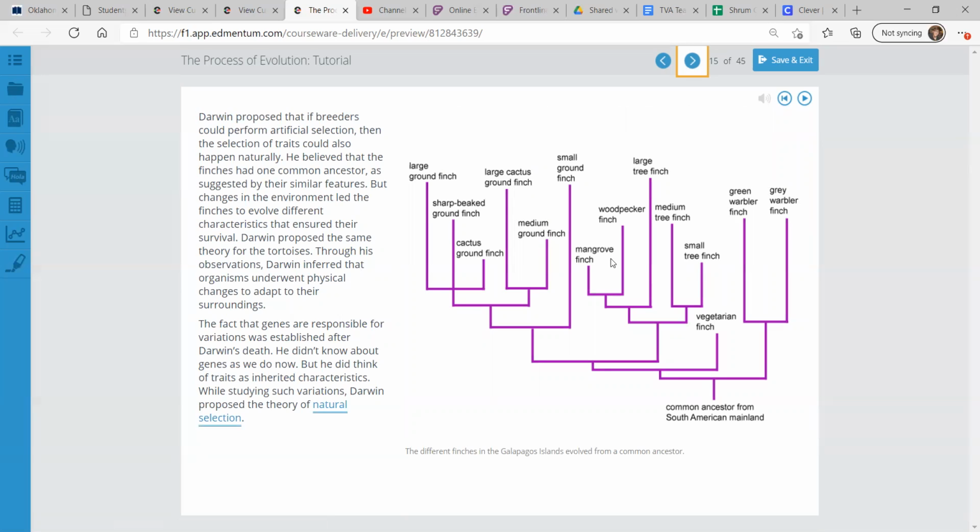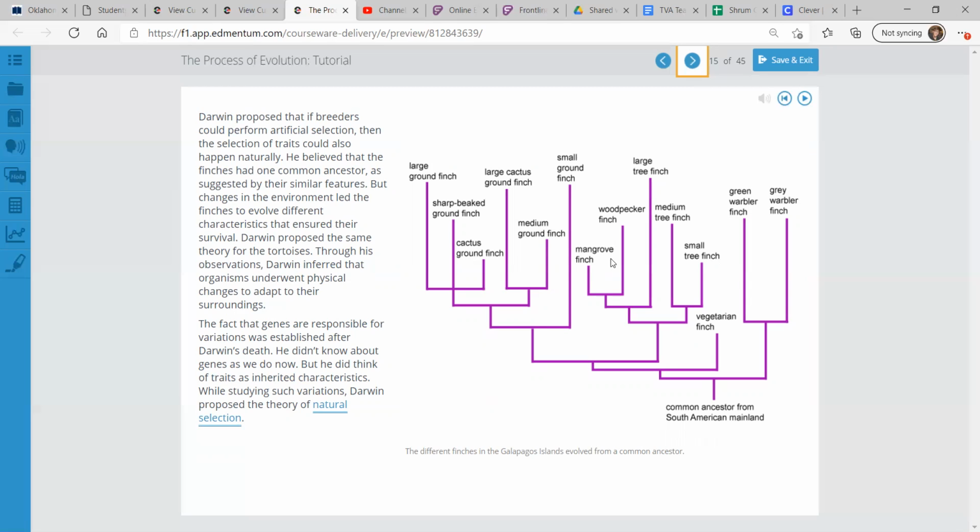Darwin proposed that if breeders could perform artificial selection, then the selection of traits could also happen naturally. He believed that the finches had one common ancestor, as suggested by their similar features, but changes in the environment led the finches to evolve in different ways. And they evolved different characteristics that helped them survive. He proposed the same theory for the tortoises. Through observations, he inferred that organisms underwent physical changes to adapt to their surroundings.